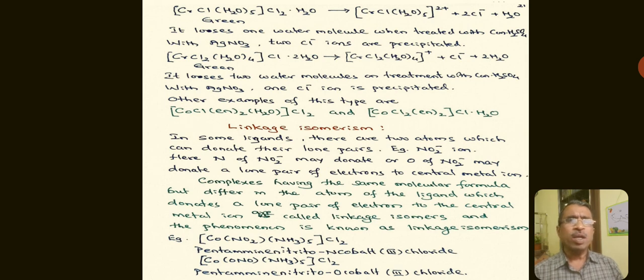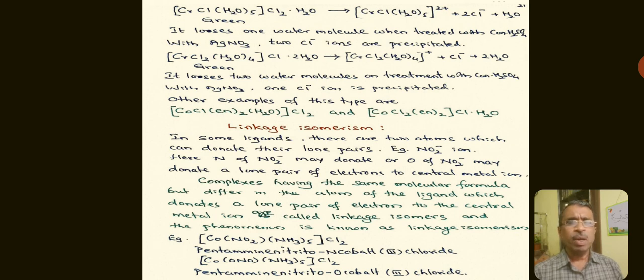If nitrogen donates a lone pair of electrons, then that ligand is called nitrito N. If oxygen of the nitro group donates the electron, then that ligand is called nitrito O ligand. Complexes having the same molecular formula but differing in the atom of the ligand which donates a lone pair of electrons to the central metal ion are called linkage isomers, and the phenomenon is known as linkage isomerism.